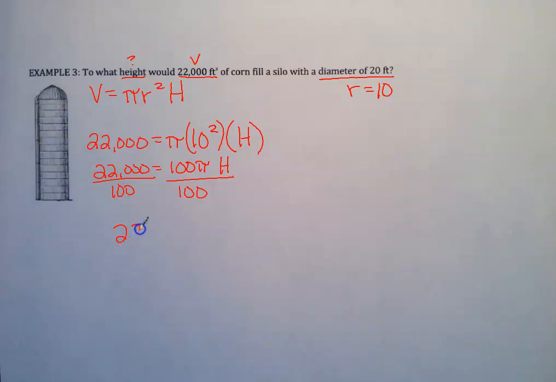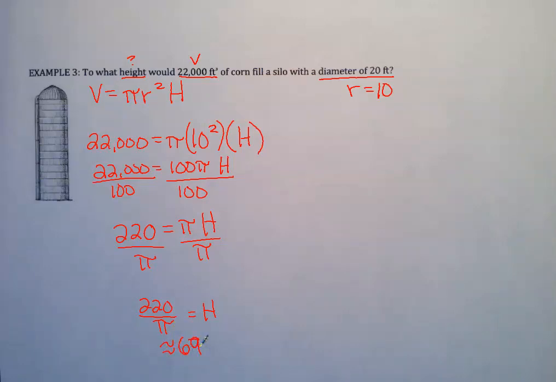That equals 220. You're right, because it had 2 zeros. Okay, so 220 equals pi times the height. Then we divide by pi, and approximately 70 equals h. And so you could leave it as 220 divided by pi equals h, or it's approximately 70 equals h.